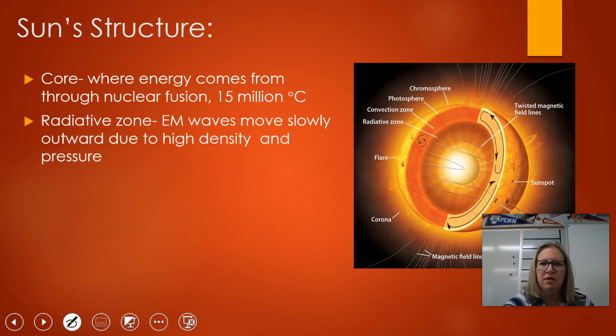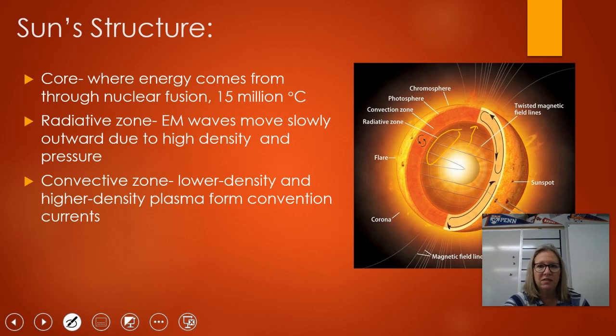Outside of the core, we get into the radiative zone. So that's like this part right here, okay? It's so hot and so dense, and there's so much pressure that the electromagnetic waves move very slowly. So it's difficult for them to get out to the outer layers, okay? Plus, because of that nuclear fusion going on, as the electromagnetic waves are coming off, they're being trapped by other atoms in there. And so it takes a while for those waves to get out to the next layer.